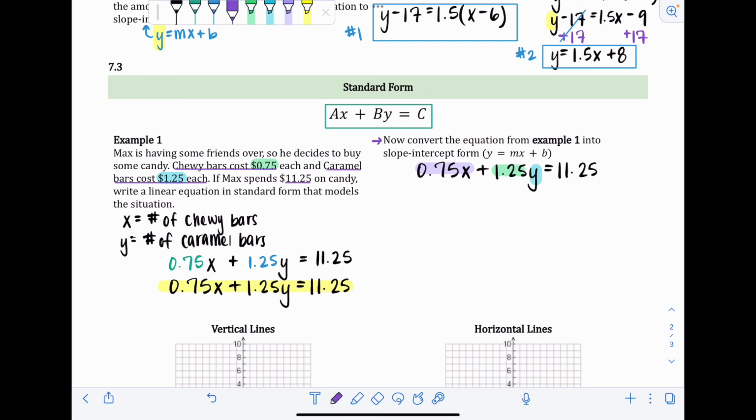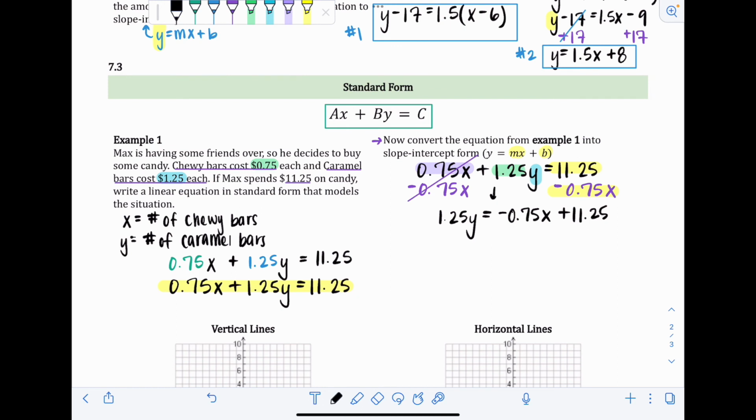So I'm going to cancel out that 0.75x by subtracting 0.75x from both sides. So 0.75x minus 0.75x cancels out, and then I bring down my 1.25y. And notice with slope-intercept form, the term that has x goes first, and then the number without x goes second. So I'm actually going to write this negative 0.75x first. So minus 0.75x, and then this is a positive 11.25, so I'll put plus 11.25 next.